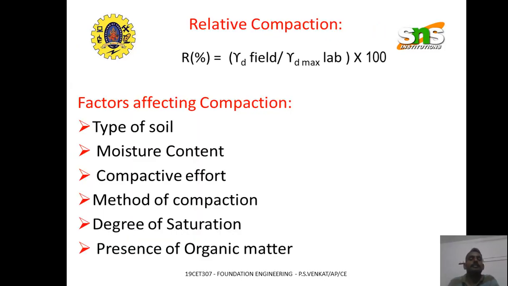So there are various factors affecting the compaction of soil. These are listed below: the type of soil, moisture content, compactive effort, method of compaction, degree of saturation, and presence of organic matter inside the soil mass.